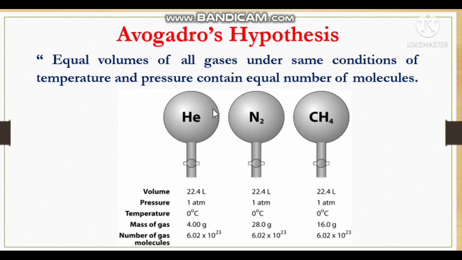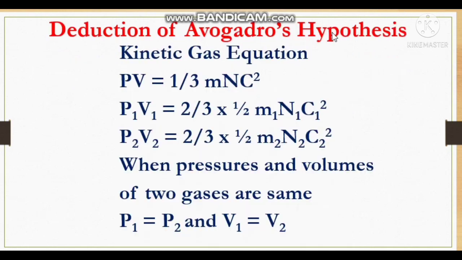So according to Avogadro's hypothesis, if volume, pressure and temperature for any number of gases are the same, then the number of gas molecules for all those gases is also the same. Now we will deduce Avogadro's hypothesis by using the kinetic gas equation. For the sake of understanding, we will consider two kinds of gases, gas 1 and gas 2. Now this kinetic gas equation PV is equal to 1 by 3 Mn c square will become like this for gas 1 and like this for gas 2. Now, as we did previously, we have multiplied by the same number 2 and 2 and replaced 2 and 3. So the equations will become like this.